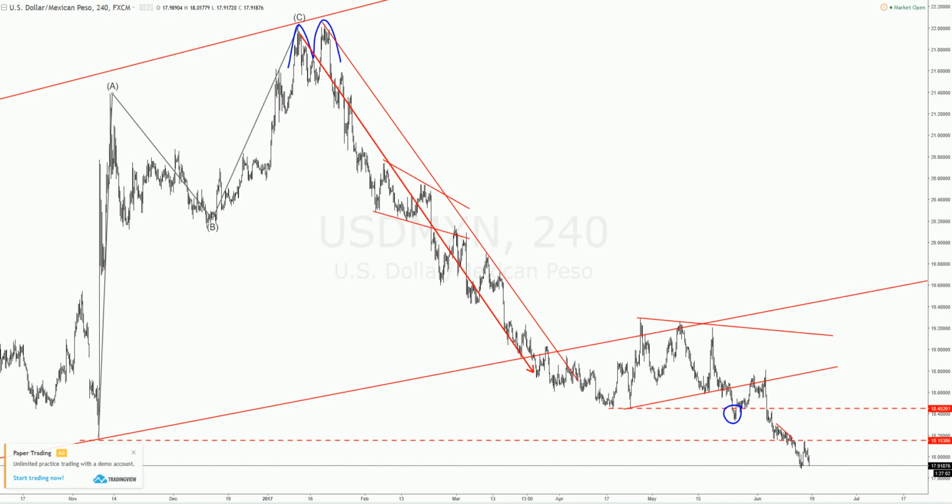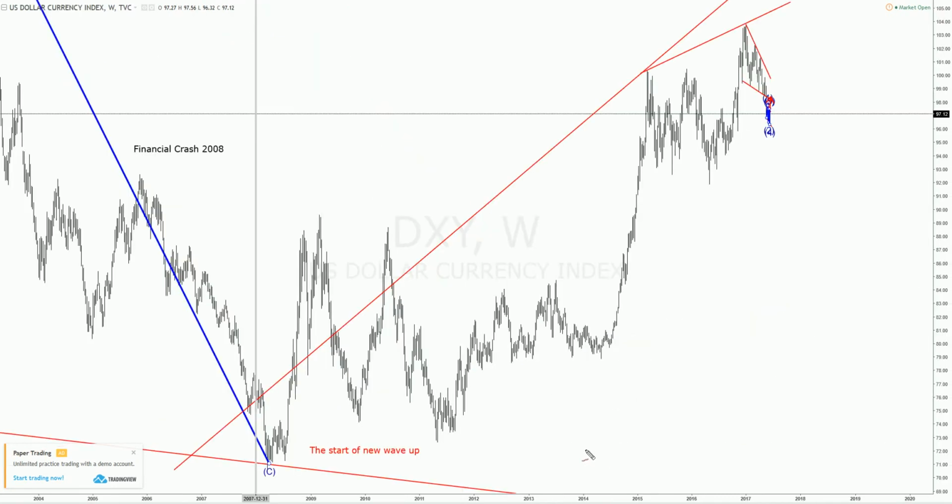That's not inflationary. So don't give me this garbage that the dollar is weakening because we're raising interest rates. That's garbage. Okay? The dollar is in an up move. All right?